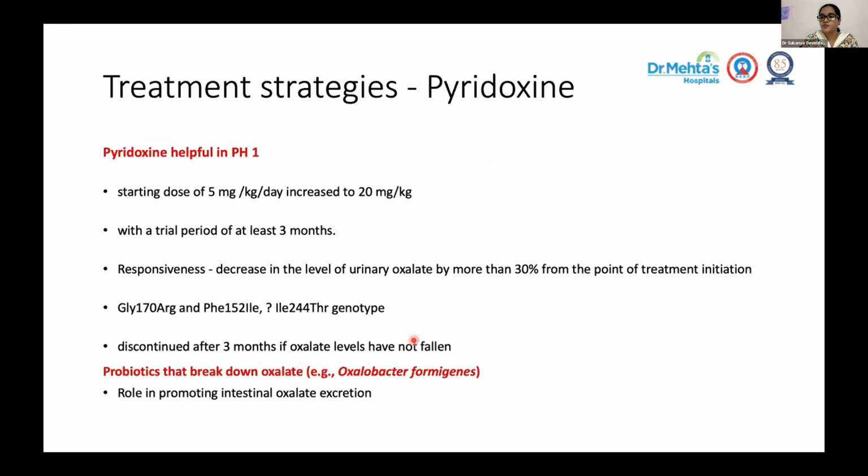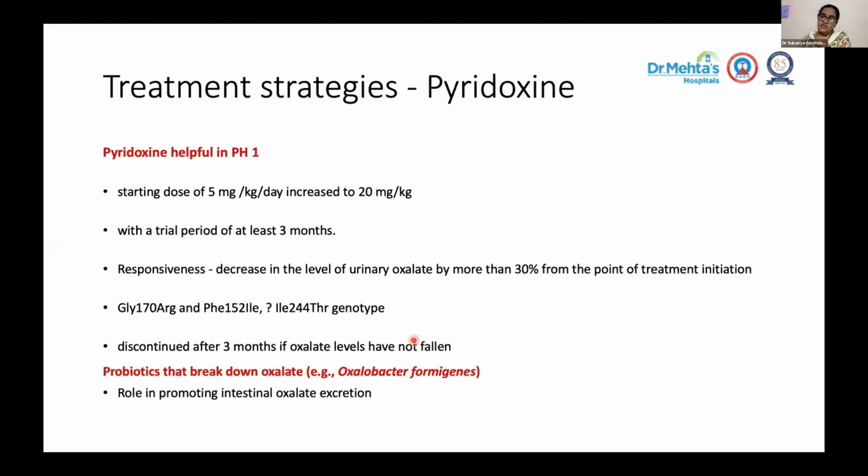Start at a dose of 5 mg per kg, and you can go up to a maximum of 20 mg per kg. There are no side effects, and a minimum trial period of 3 months is described. Responsiveness is described as at least a 30% reduction in the urine oxalate levels from initiation of treatment. So you can discontinue pyridoxine if there's no response in 3 months' duration.